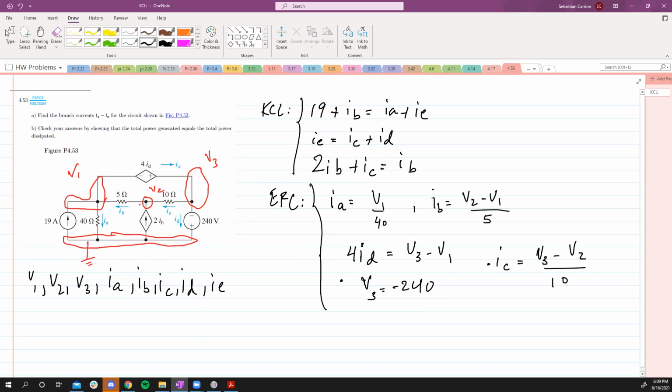Okay. Just going to make sure I'm doing the right thing. So yeah, 19 plus IB equals IA plus IE, and IA is V1 over 40, IB is V2 minus V1 over 5.